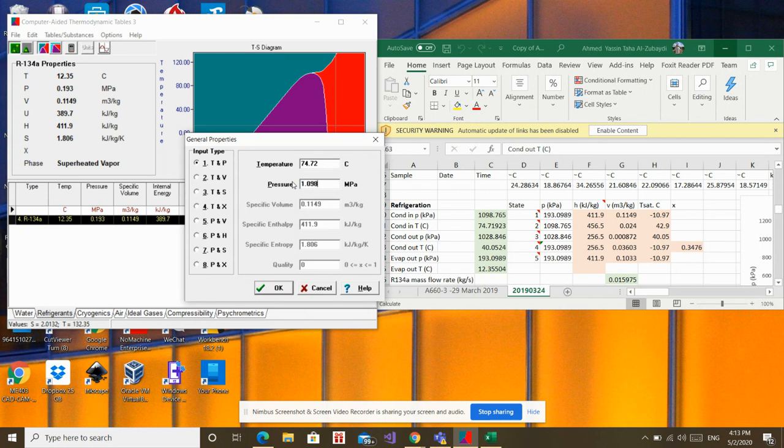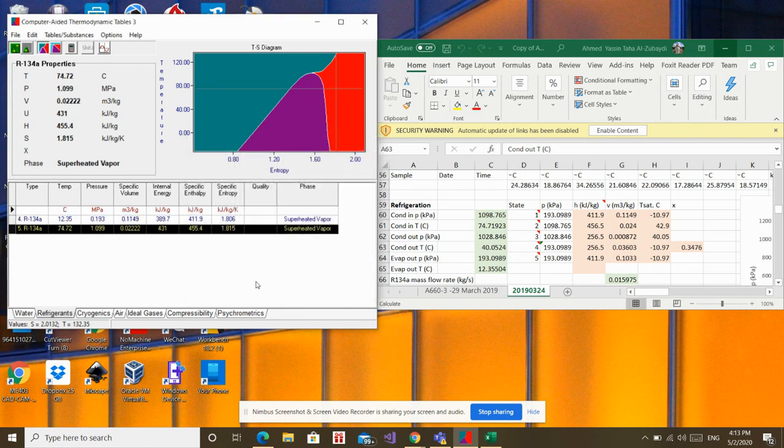1.098. And let's say we're going to put the 7 after that. 7, 2. I'll do my calculations here. Now this will be the temperature 74. The megapascal is written back once again. Specific volume is going to be 0.022. Okay, I approximate that.